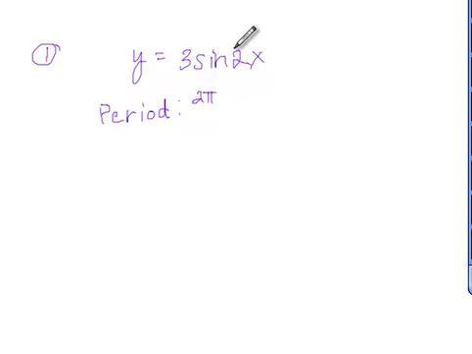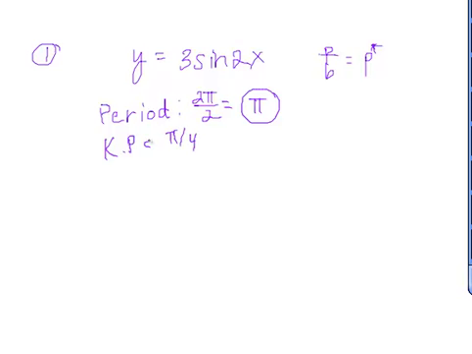But then, because we have something being multiplied directly onto our x as a multiplier, we're going to divide by that b. So it's our original period divided by b that gives the modified period. Our full period is going to be pi. And then the key point interval for this would have been pi over 4. It doesn't actually ask for that, but it did ask for period.